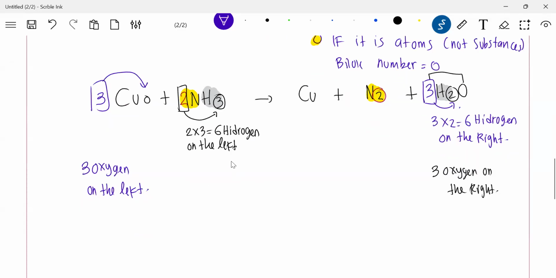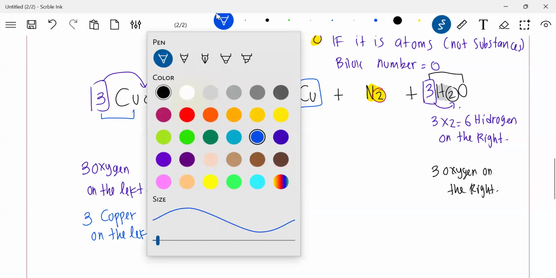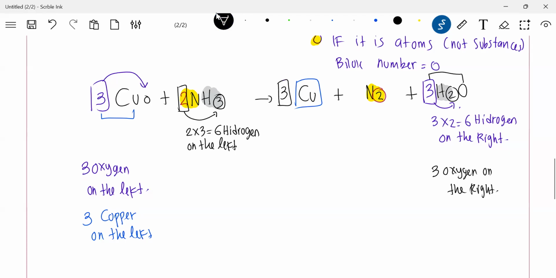So take a look once again. We have to make it balanced for copper. How many atoms of copper on the left? Because there is 3, 3 times 1 is 3. So 3 copper on the left. But on the right, only 1. Not balanced, sir. So to make it balanced, you have to times with 3. So there are 3 copper on the right.